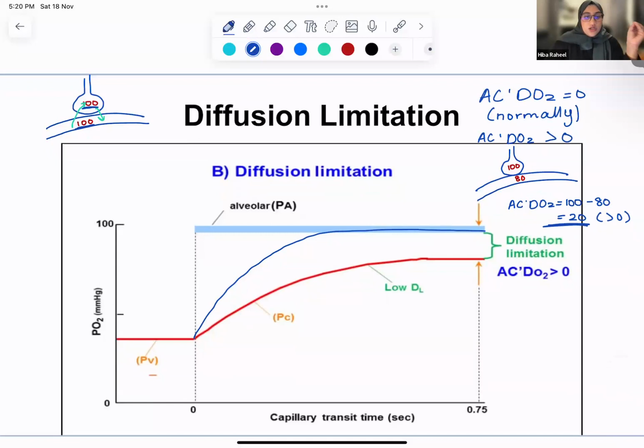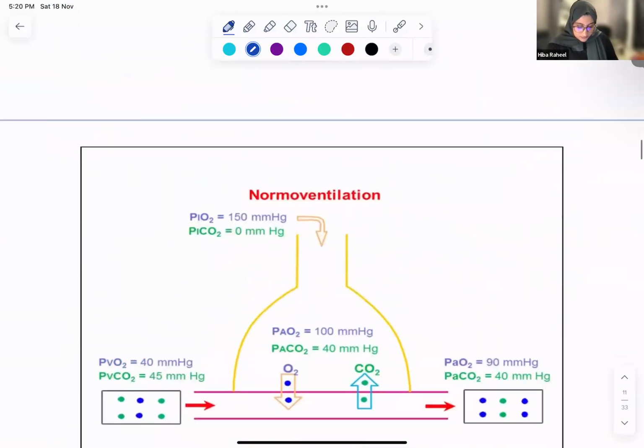All right. So when does this normally happen? The doctor didn't mention this, but I want to tell you just for the sake of completion: this happens when there is lung damage, infection, pulmonary edema, or pulmonary fibrosis. Clear? Okay. Now we're going to move on to ventilation. So here we go.